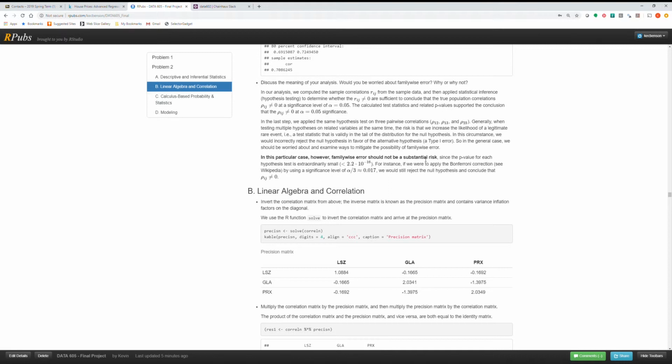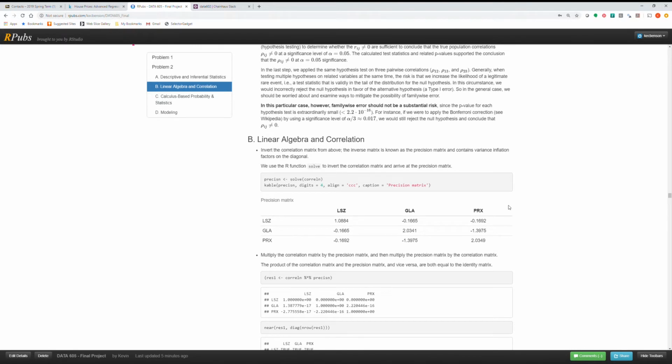However, in this case, it should not be an issue given that the p-values for the hypothesis tests were extremely small. Even if we were to apply a correction, say for instance the Bonferroni correction, the results of our analysis would be that these correlations are still significantly greater than 0.